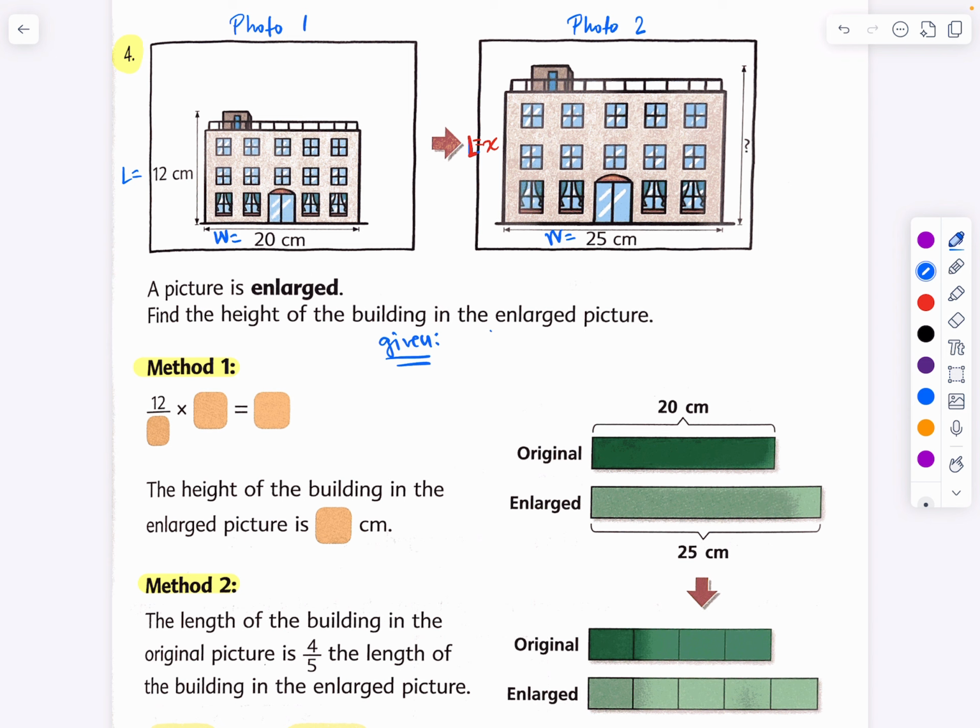So given, we have a relationship of length to width. In the original photograph, it is 12 to 20 centimeters. What is also given: on the enlarged photograph, the width is 25 centimeters. Notice how I line up width under width and length under length. That's very important so that we set up our proportion correctly. And what is the length of the enlarged photograph? x centimeters. That's something we have to find.